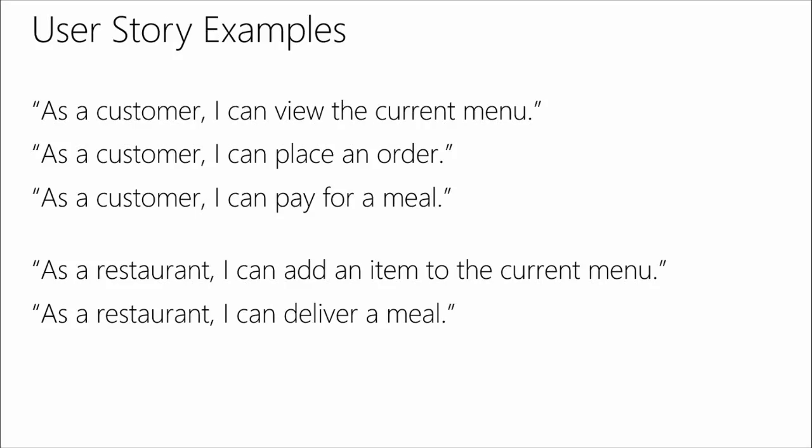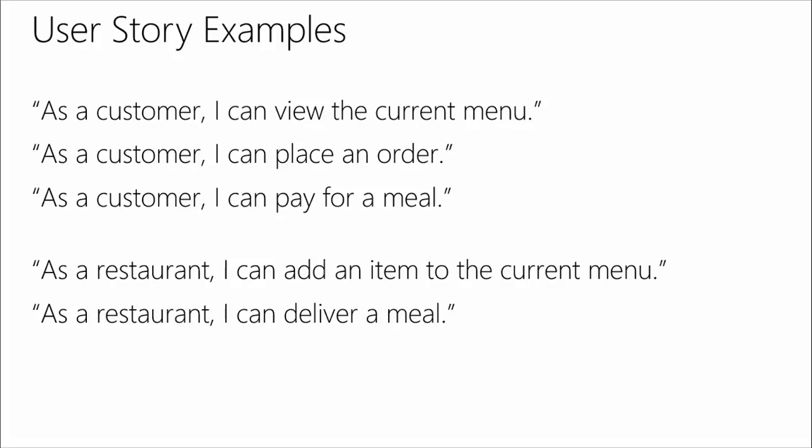So let's talk about a couple of user story examples. If you think about the customer itself, one, they want to be able to view the current menu. Second, the customer may want to place an order. Third, they want to pay for a meal. So this user story aligns with that user diagram pretty succinctly.